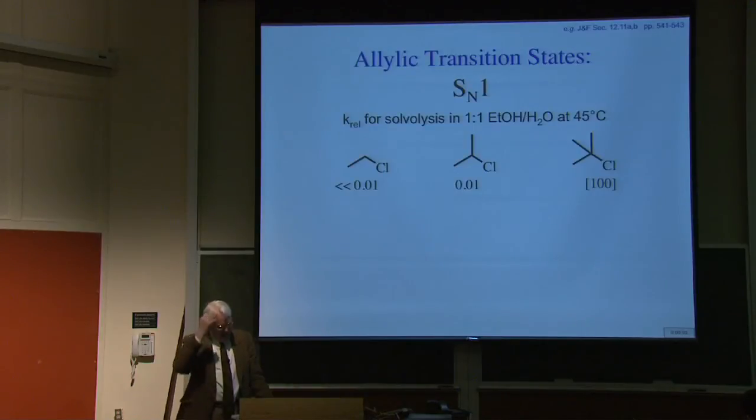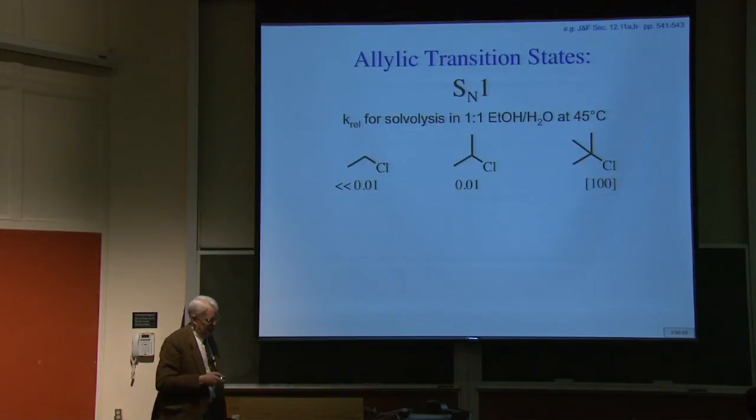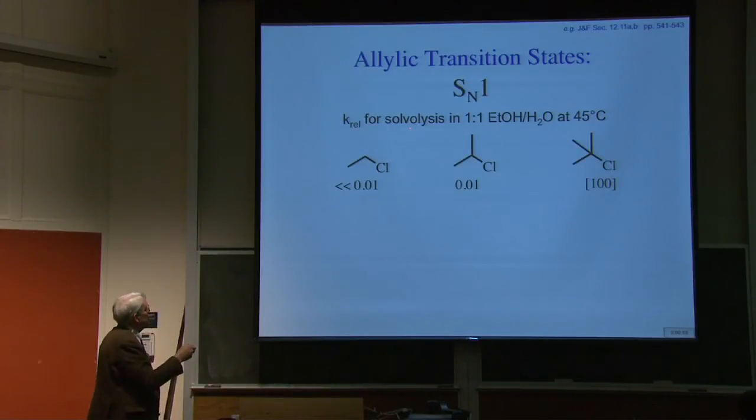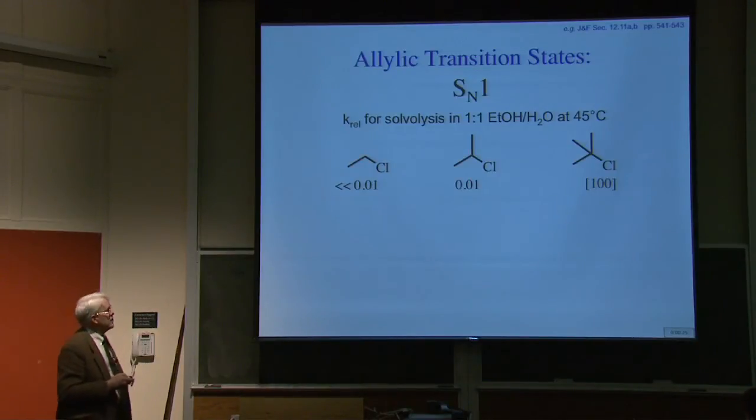Okay, now, allylic transition states also are unusually stable, and we actually mentioned this before. If you look at an SN1 reaction, so you're breaking away to get a cation, the relative rates are: if you take 100 for T-butyl, which is very easy to form the T-butyl cation, the secondary is 10 to the fourth times slower, and the primary just doesn't happen. It's way slower than that.